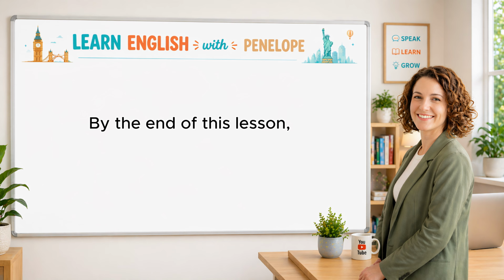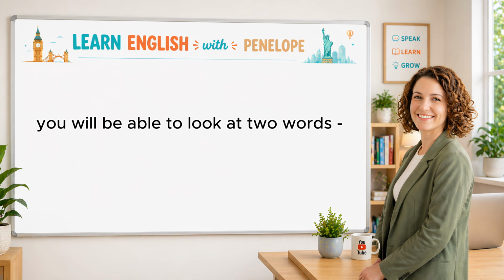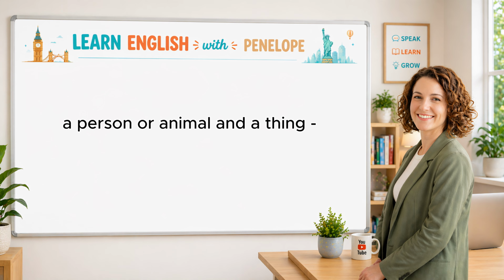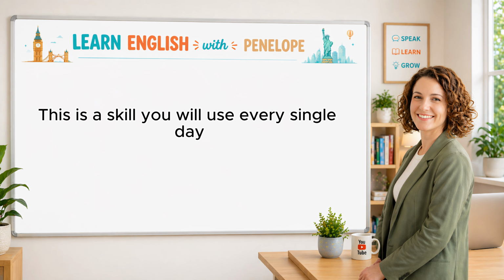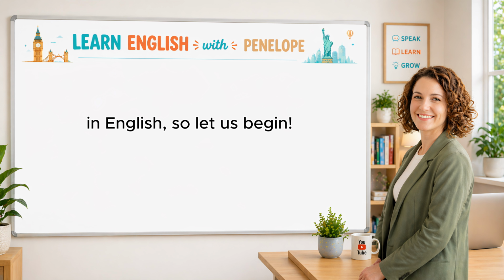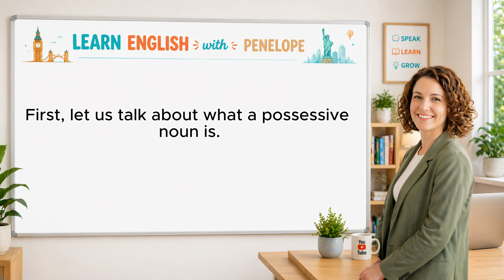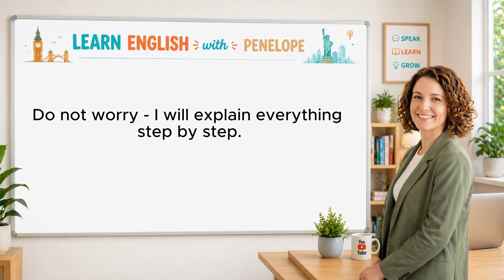By the end of this lesson, you will be able to look at two words, a person or animal and a thing, and connect them together to show ownership. This is a skill you will use every single day in English, so let us begin. You are in the right place. Let us learn together. First, let us talk about what a possessive noun is. Do not worry, I will explain everything step by step.